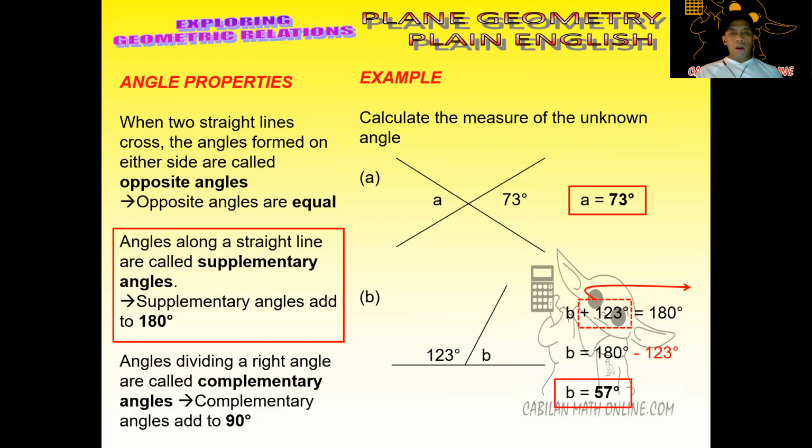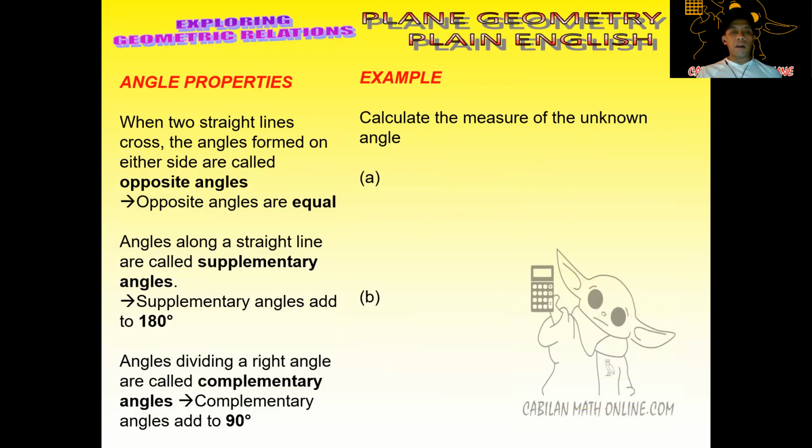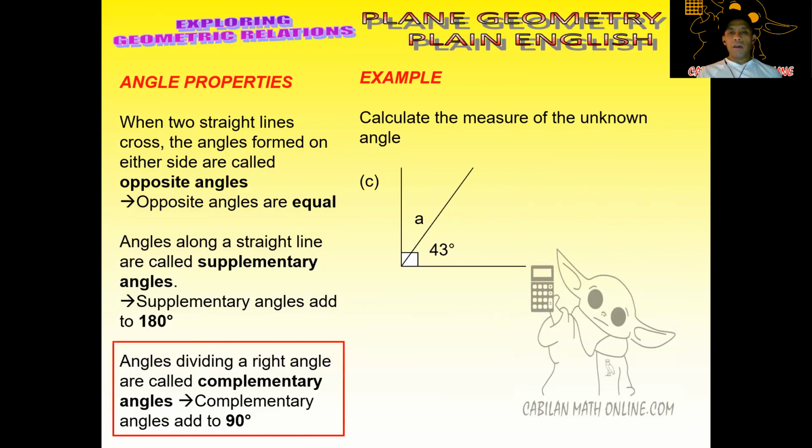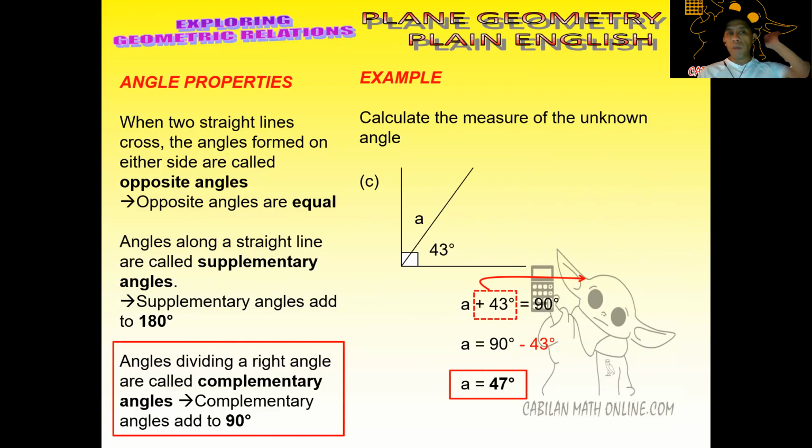All right, and last but not least, let's see an example of the calculation of complementary angles. These two angles, A and the 43, add up to 90. So we take the 43 and subtract that from the 90. So angle A would have a measure of 47 degrees. Those are three basic angle properties that I want to introduce you to. The main thing is to know what the relationship is for those properties and then perform the algebra required to solve for the unknown measure.